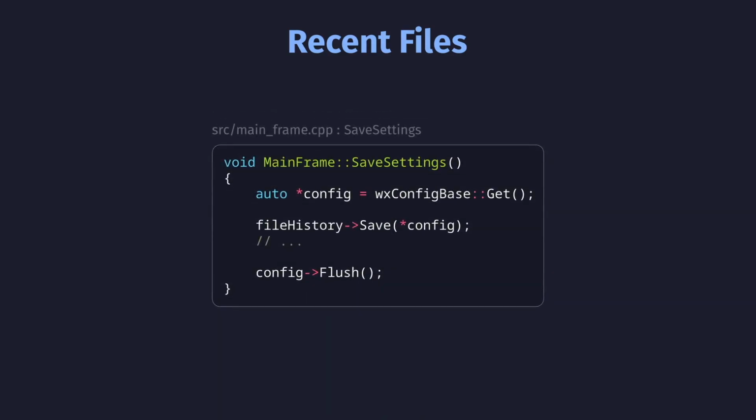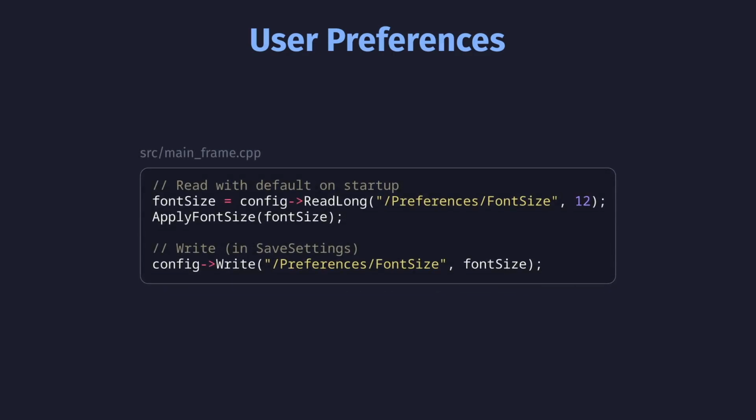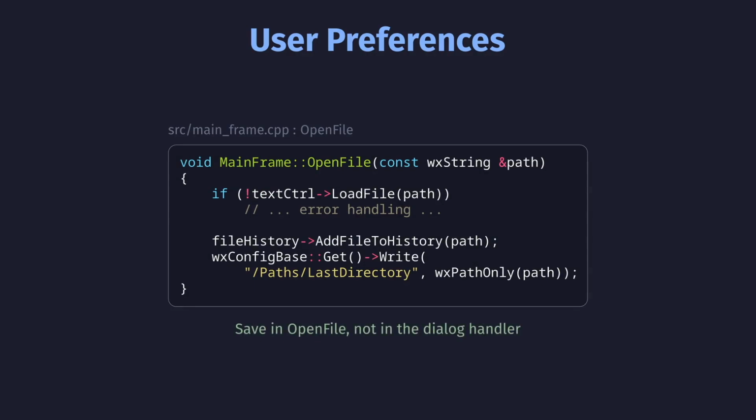Saving the file history is also straightforward. Of course, we need to ensure the files are added to the history as they are opened and that these menu clicks actually work. Check my file history tutorial for details. For user preferences like font size, the pattern is simple. Read with a default on startup, apply it, write when the value changes. For the last used directory, we save it in OpenFile rather than the dialog handler. That way it applies whether the file came from the dialog or from the recent files list.